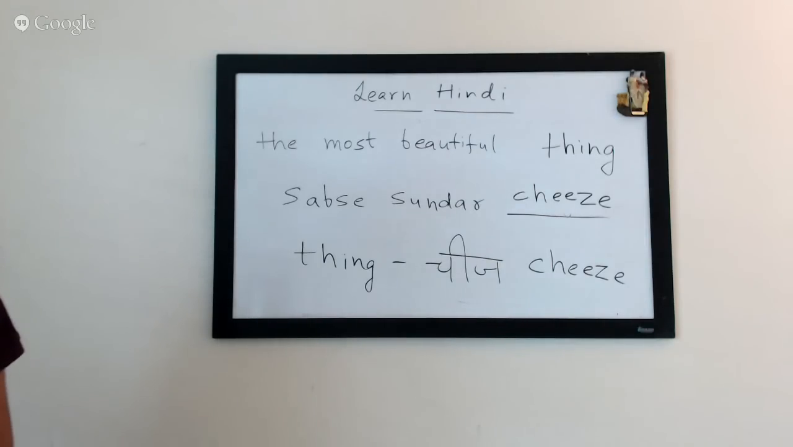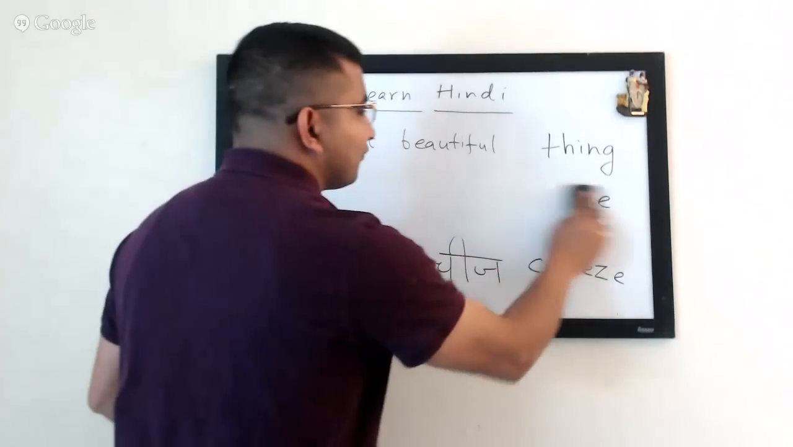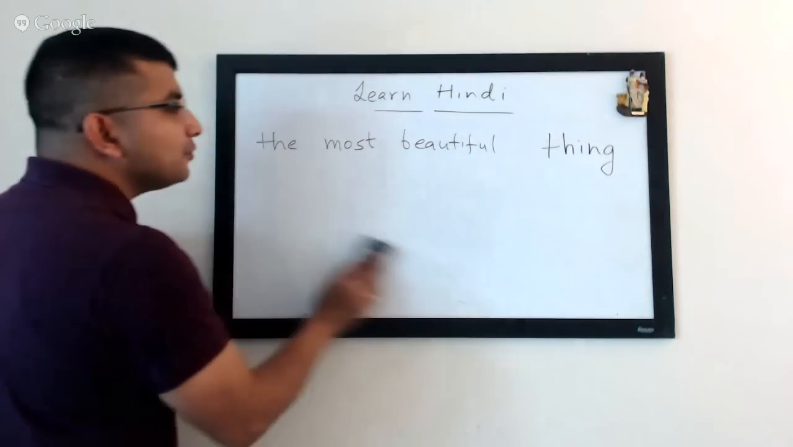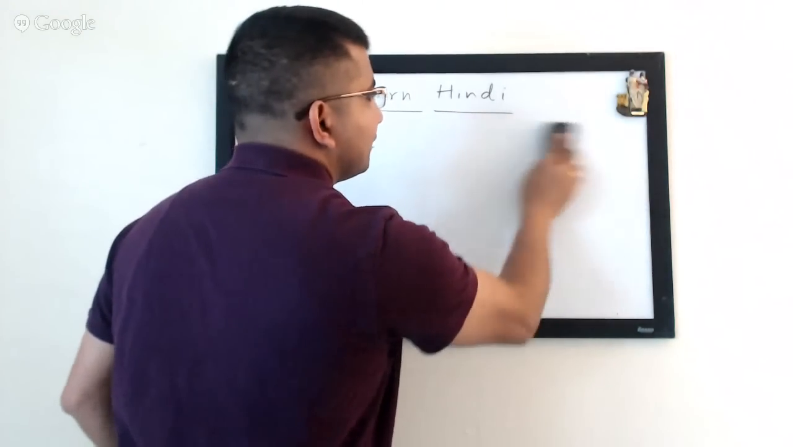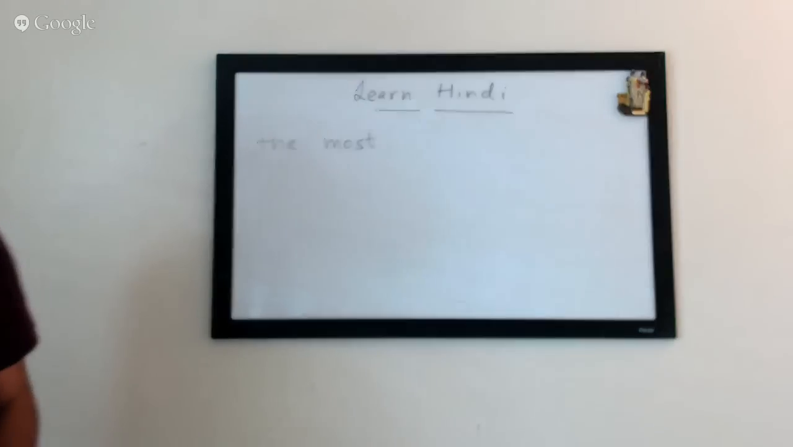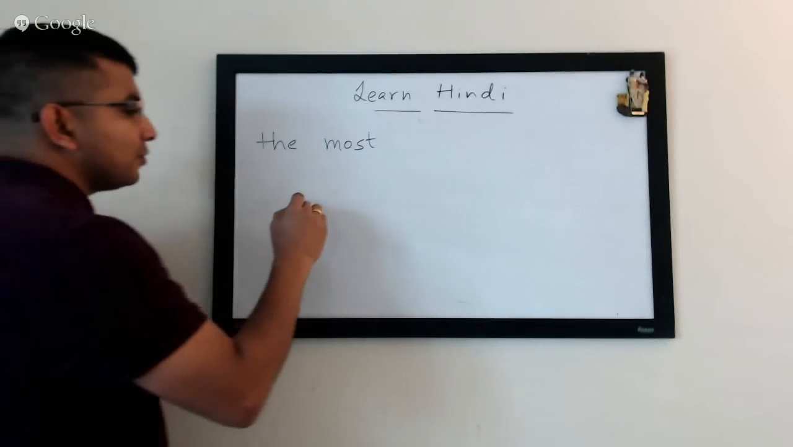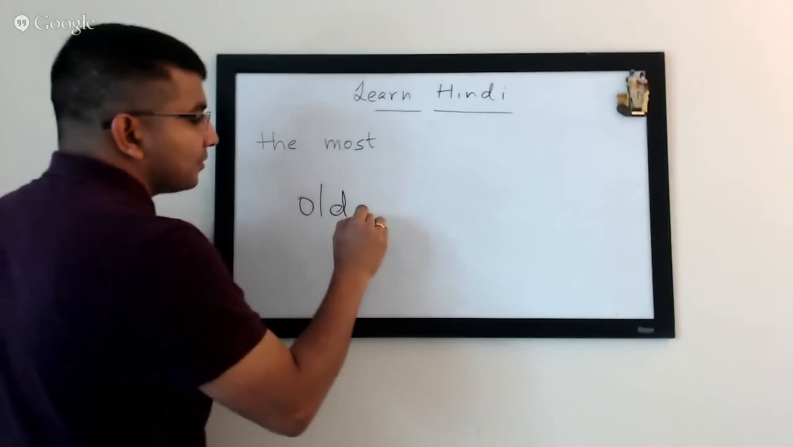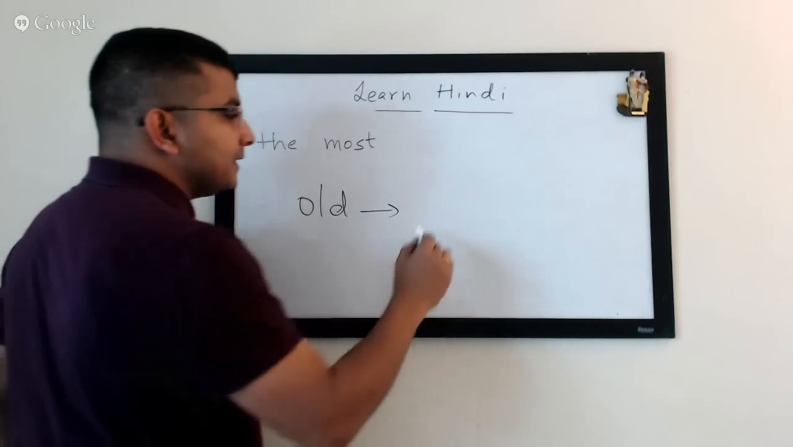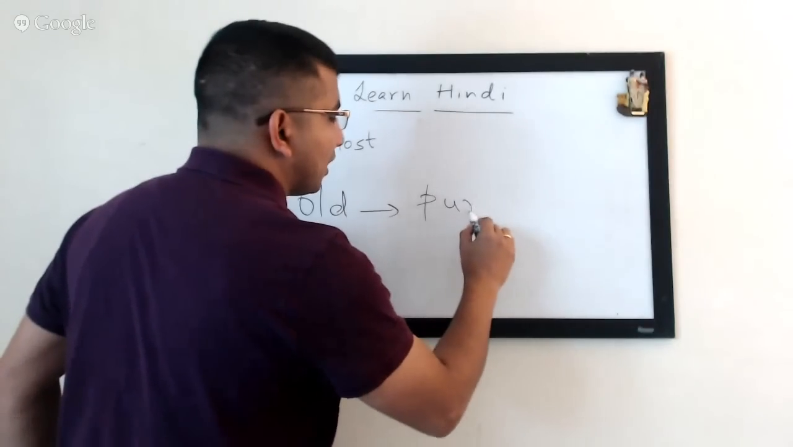Good. So let's keep going further. Now I want to change it a little bit, and instead of beautiful, I want to use a different adjective here, right? So the adjective here I have is old, right? And old in Hindi is purana.